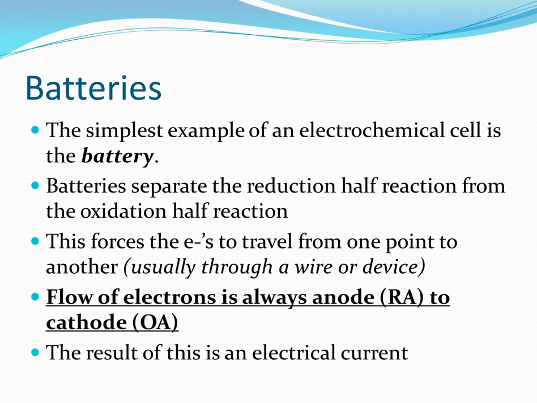Batteries are the simplest type of electrochemical cell, called a voltaic cell. Chemical energy in the battery is converted into electrical energy. Batteries are set up to contain two separate half reactions, the oxidation and reduction. Because the half reactions are separated, electrons are forced to travel from one point to another. These electrons will flow from the reducing agent to the oxidizing agent. The flow of electrons is an electrical current.